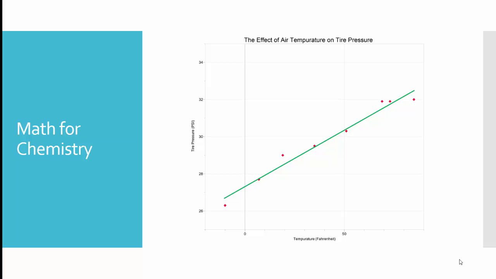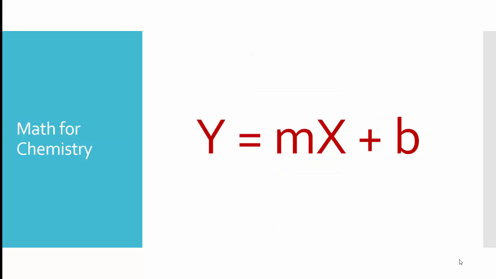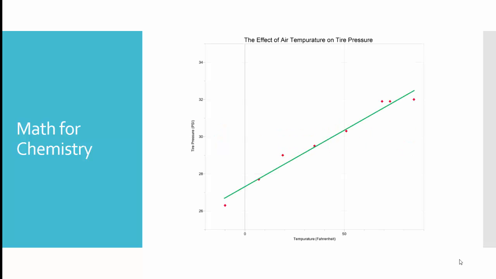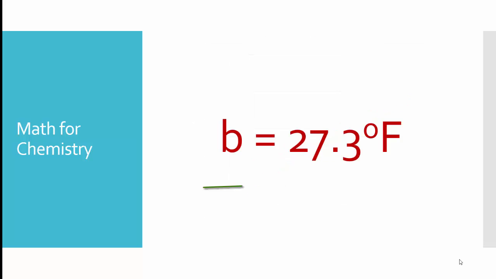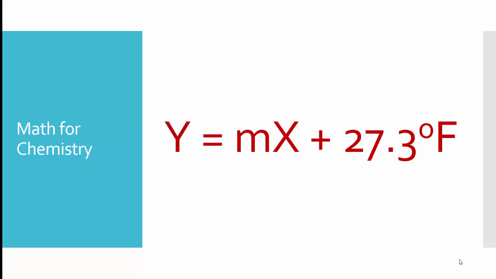Now, because it's a straight line, the straight line equation y equals mx plus b comes into play and is going to play a major role. So looking at that, if we go to where the temperature is 0, we can see that the y value when x is 0 is 27.3 psi, and so we now know that b equals 27.3 psi. So now our straight line equation looks like this.